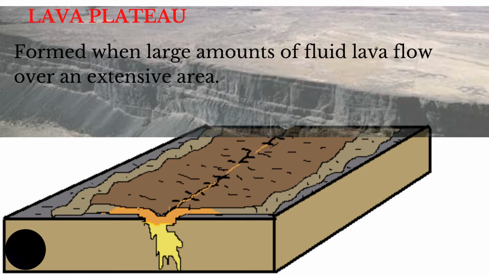Now, an example of an extrusive volcanic landform is a lava plateau. Lava plateau is formed from basic lava. Now remember that basic lava erupts frequently, is fluid in nature, and can flow over a long distance.